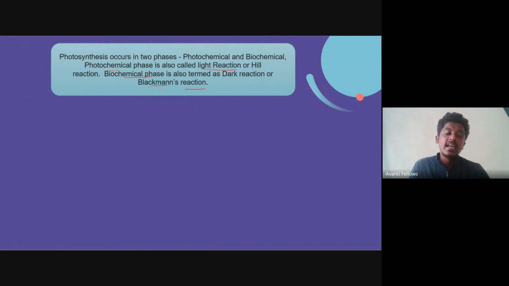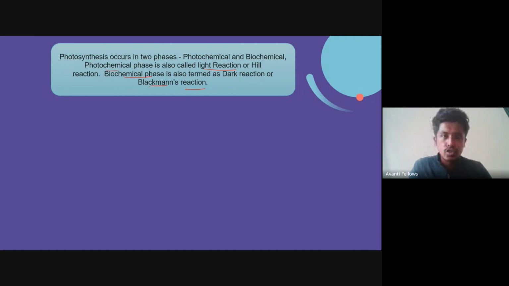In light reaction, what is happening? We understood that these electrons are getting excited and they're transported. It leads to the formation of ATP and NADPH. Now, this ATP and NADPH that are produced are very important for the dark reactions to take place. So, the dark reaction is where ATP and NADPH are used for the synthesis of glucose.